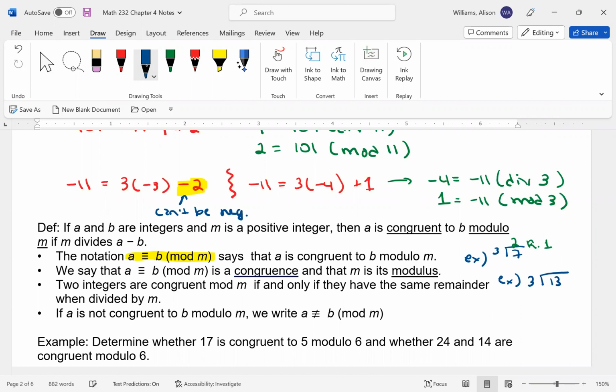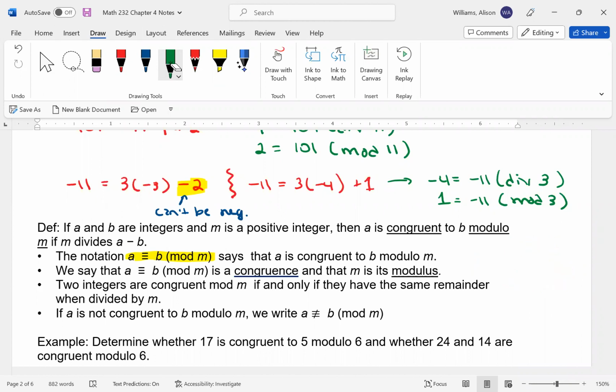If I were to divide 3 into, how about 13? 3 goes into 13 4 times with a remainder of 1. There we go. So it's the remainders that are equal. We still divided two different numbers by 3, but they had the same remainder. So in this example, A would be 7 and B would be 13. And because they both get the same remainder when we divide by 3, they are congruent modulo 3. That's what this notation means.